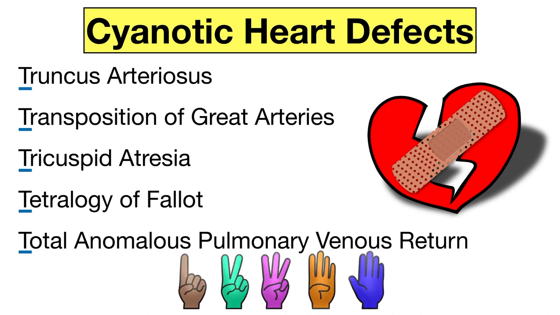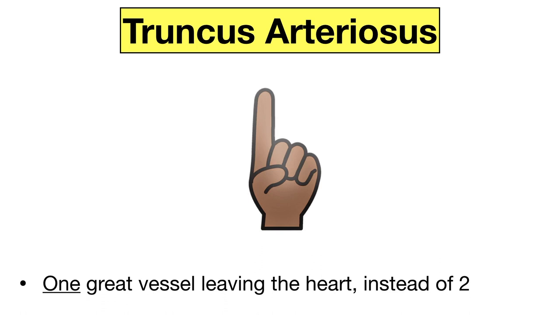Let's go through the defects one by one so you can see how it works. The timestamps for each defect are linked below. The first cyanotic heart defect is Truncus Arteriosus. You can hold up one finger to remember this. Truncus Arteriosus is when one blood vessel leaves the heart instead of two.